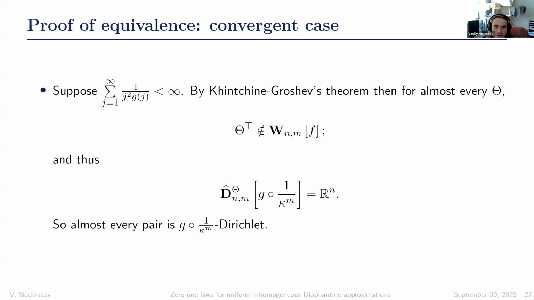After we know that this relation holds, we can consider two cases. First of all, suppose that the series from the inhomogeneous Dirichlet theorem converges. It means that the series from the Khinchin-Groshev theorem of just functions f also converges. This implies that almost every matrix theta transposed is not f approximable. If it is not f approximable, then by Jarnik's theorem, the twisted set of G Dirichlet consists of all the vectors in R^n.